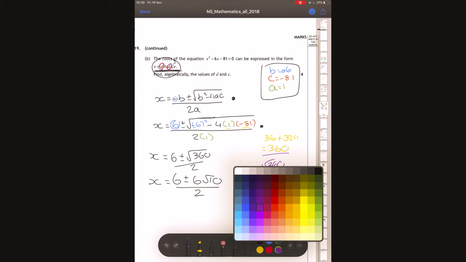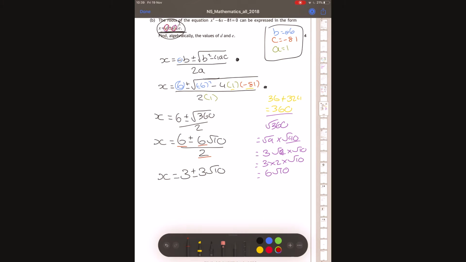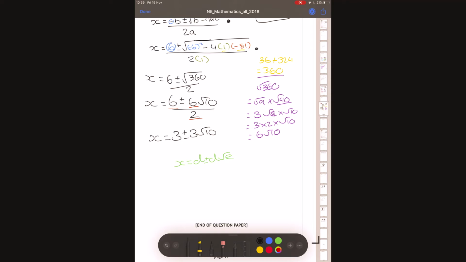But we have this 2 in the bottom, and our answer doesn't have a 2 in the bottom. What we can do to get rid of that is divide these numbers here, and 2 goes into 6 3 times. So then we do 3 plus or minus 3 root 10, and then we get rid of our denominator, and that's in the form our answer wanted it. They asked for d plus or minus d root e. We've given that, we just need to state the values of d and e.